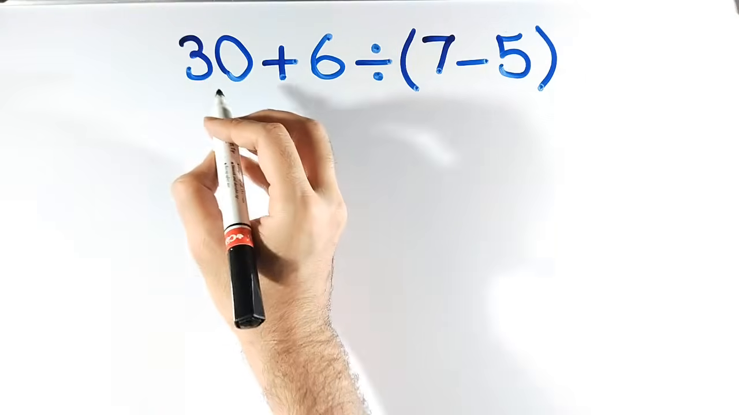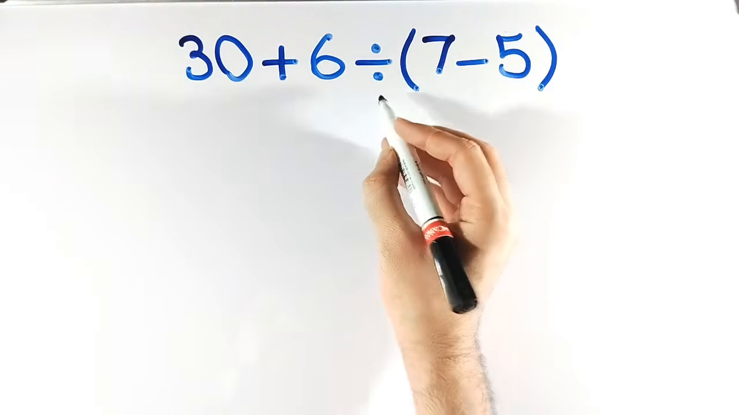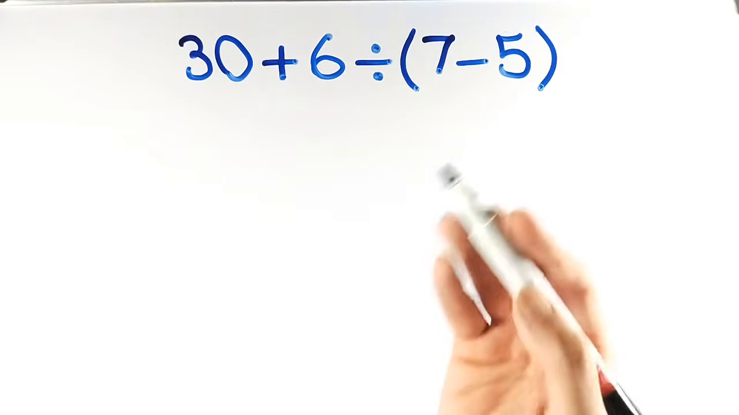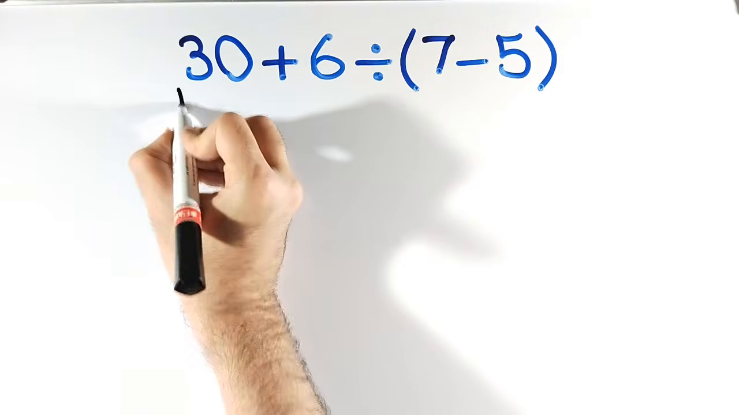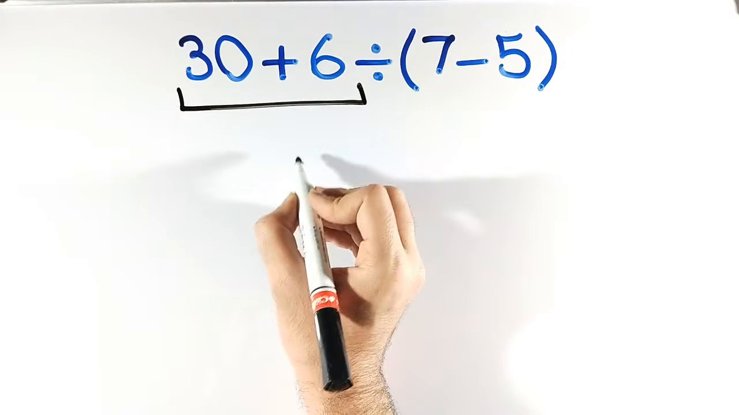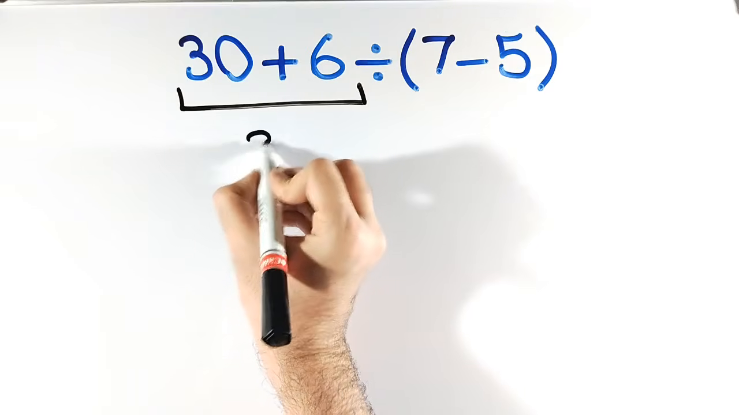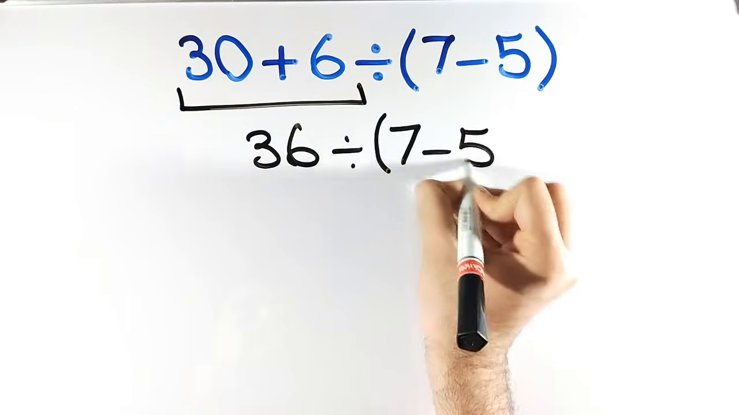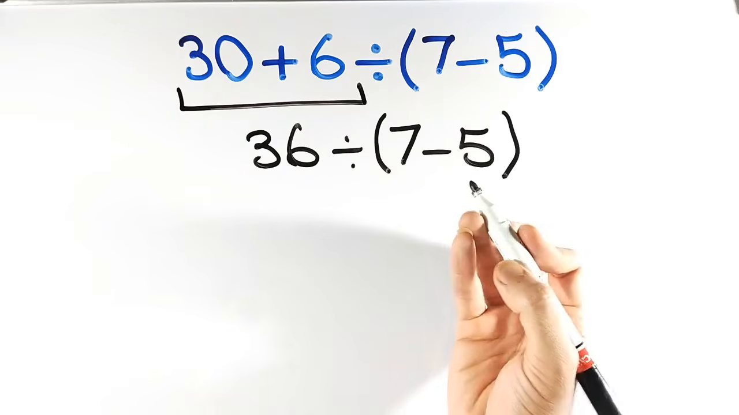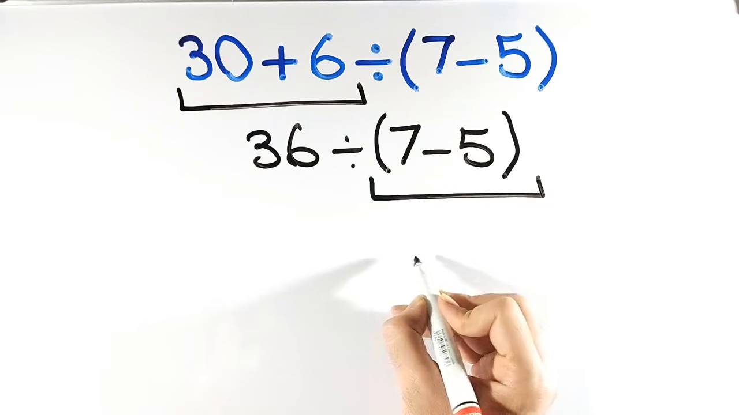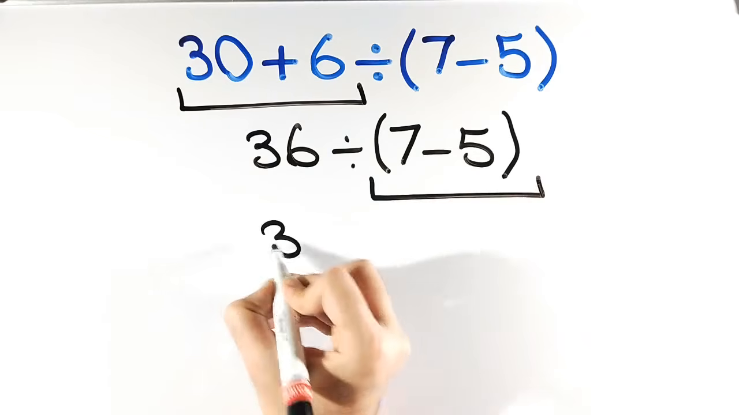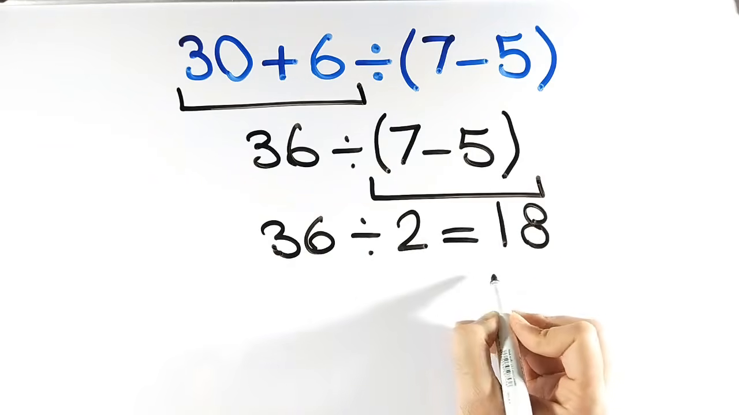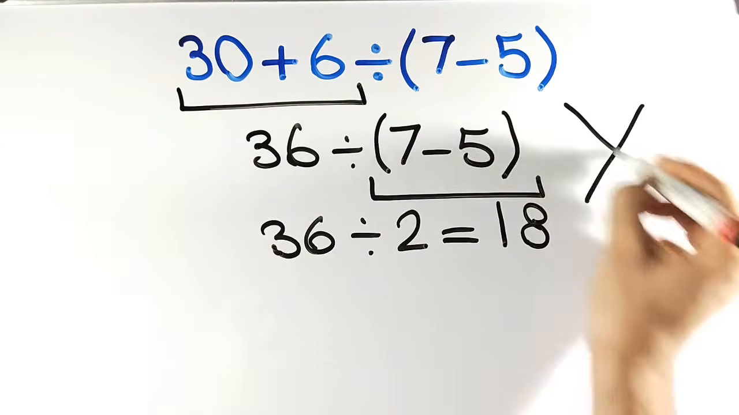What is the value of the expression 30 plus 6 divided by open parentheses 7 minus 5 close parentheses? Many people when solving this question first go for the addition between 30 and 6 and instead of this expression they write 36 divided by open parentheses 7 minus 5 close parentheses. And the next step, they go to the expression inside the parentheses and write this expression as 36 divided by 2, which finally gives them the answer 18. But this answer is completely wrong.